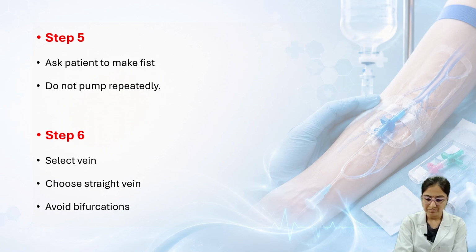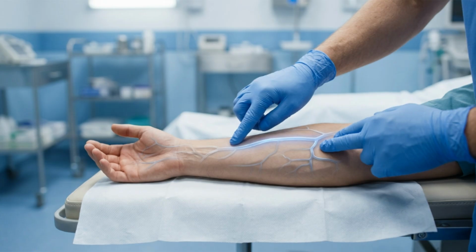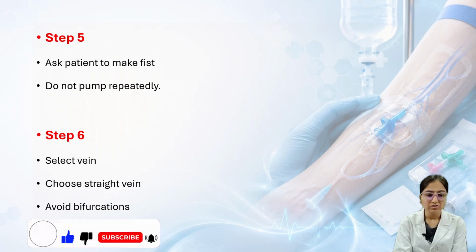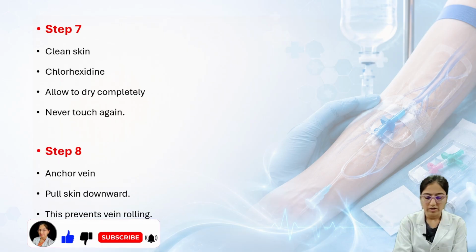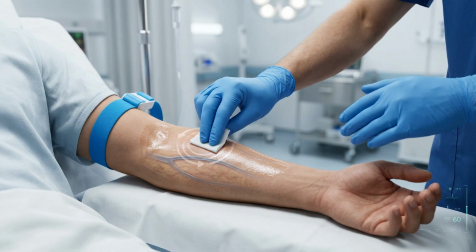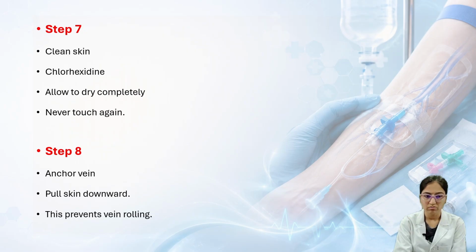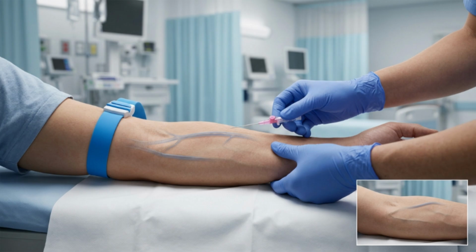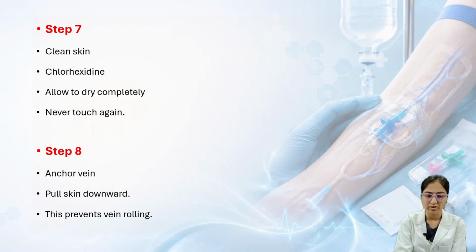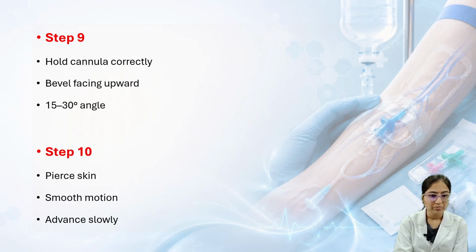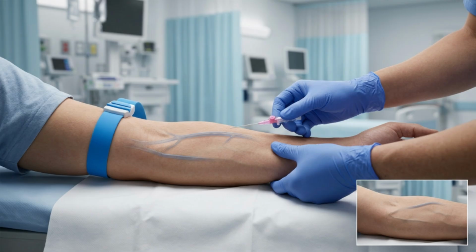Next step, we need to select a vein. Choose a straight vein, rather than joints, and avoid bifurcation. Next, clean the skin. Apply chlorhexidine, allow it to dry completely, and never touch it again. Then anchor the vein and pull the skin downward. This prevents vein rolling.